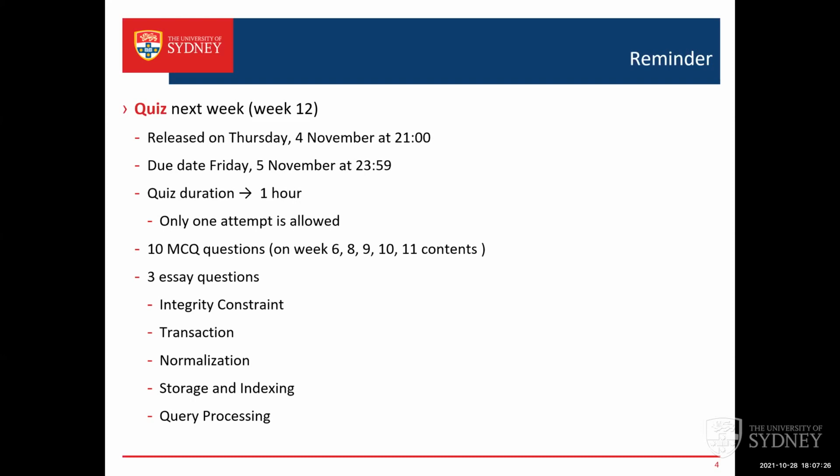It will cover content from week 6 to week 11 without week 7. So week 7 will not be covered, like I said. So 6, 8, 9, 10, and 11, which is what we're going to learn today. 10 MCQ questions and 3 essay questions. You're familiar with the structure. So these are the 5 topics that will be included: integrity constraint, transaction, normalization. Last week we learned storage and indexing. And today we'll have a look at query processing.